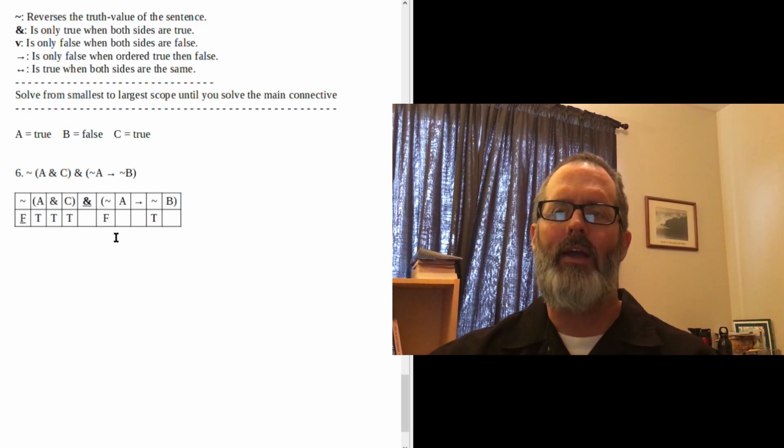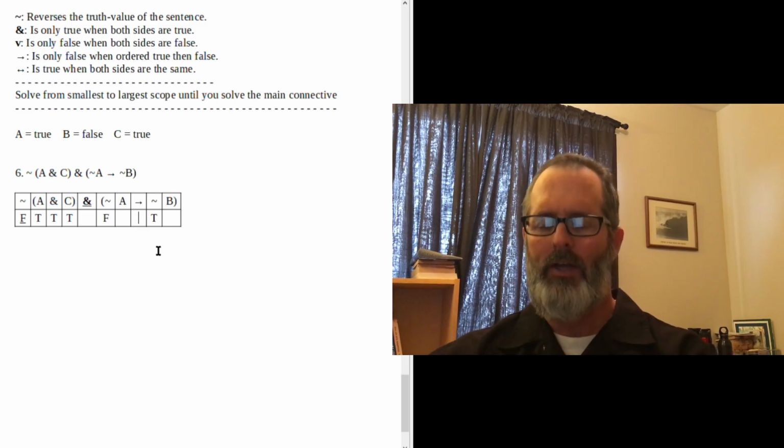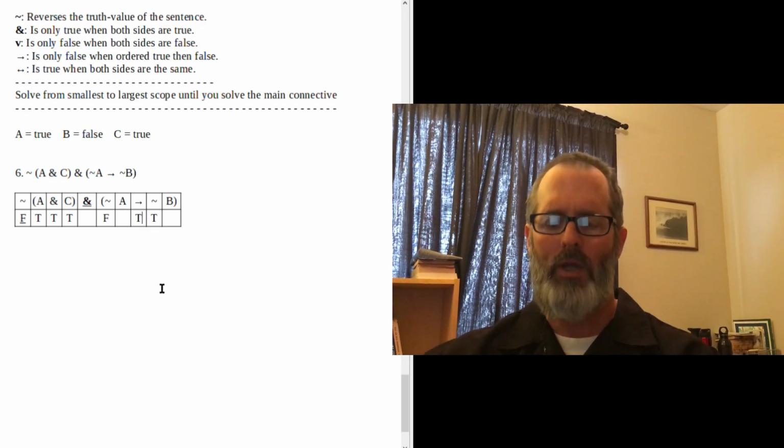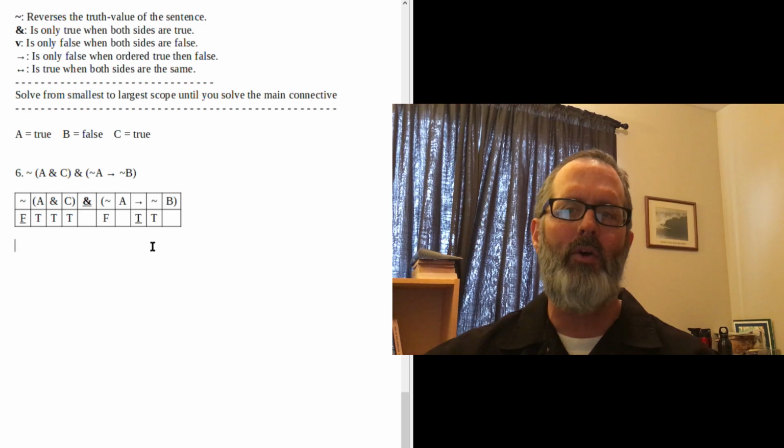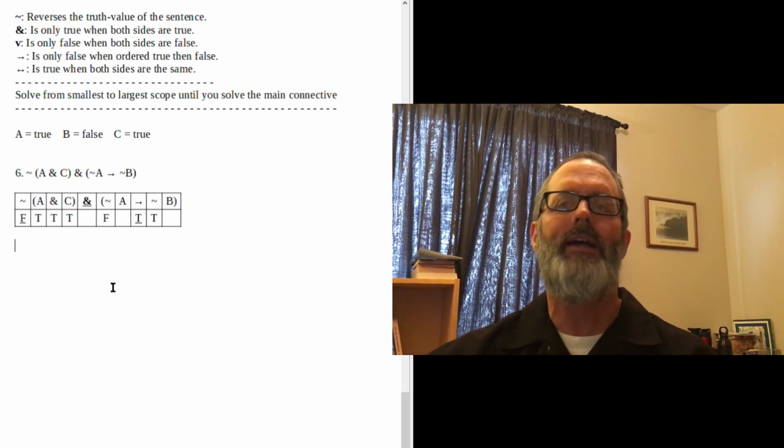So now what am I looking at? I'm looking at negative A, false, negative B, true, in terms of a conditional. A conditional is only false when ordered true, then false. So is this one a false case? Nope, it is not ordered true, then false. So this conditional is true. I will underline that value so it stands out. Now, I think you could see these would both be double underlined on paper. These are the only values I have left. False on the left, true on the right.